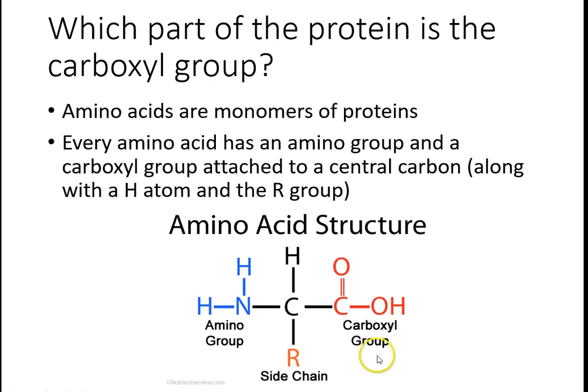We also see that all amino acids have a hydrogen and a variable group or a side chain or an R group, and all 4 of those things are attached to this central carbon. So this is your basic amino acid structure. This part, the carbon with the double bonded oxygen and the OH, that is what your actual carboxyl group is.